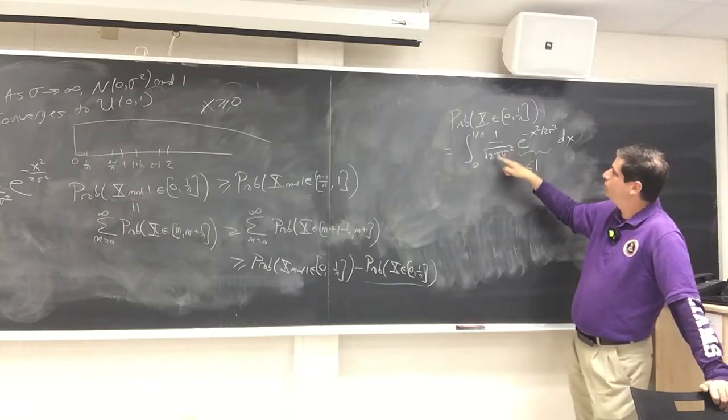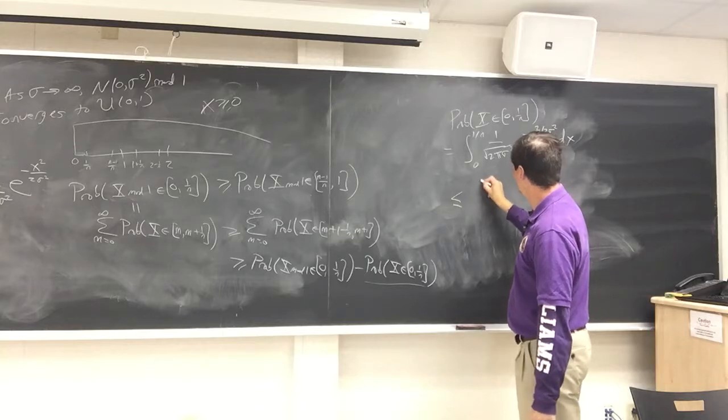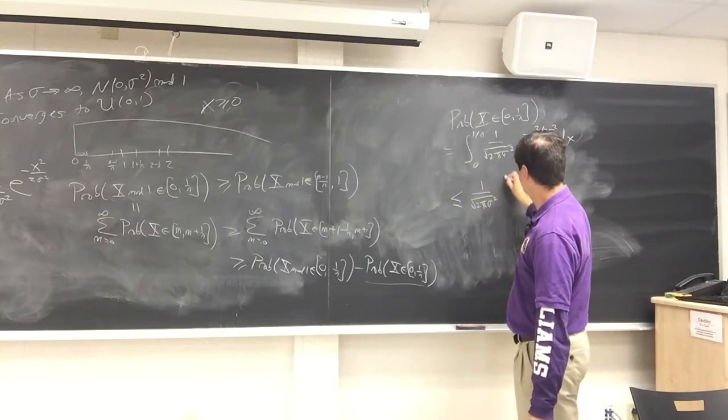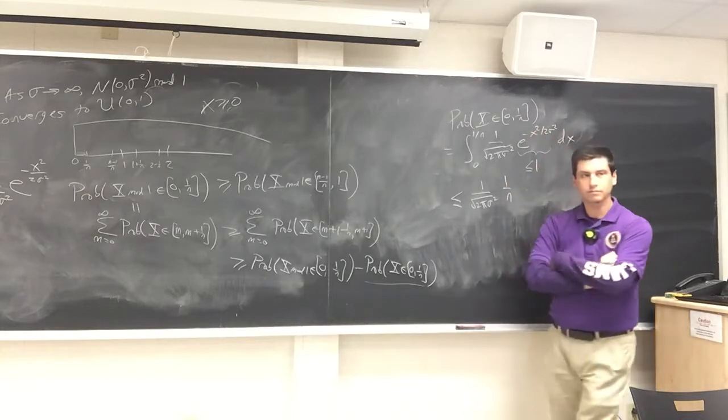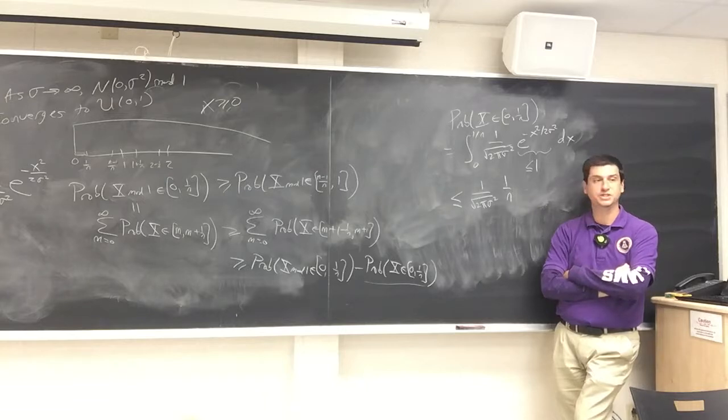All right, we have the square root of 1 over 2 pi sigma squared, so this is going to be less than or equal to 1 over square root of 2 pi sigma squared times 1 over n. So as sigma goes to infinity, this goes to 0 very rapidly with sigma, no matter what the fixed n is.